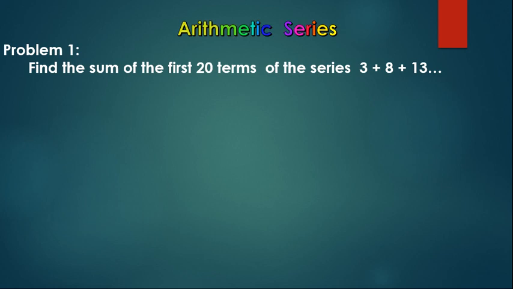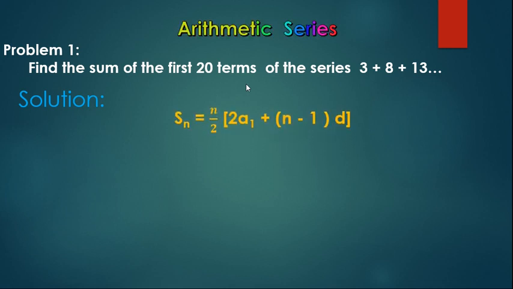For example number 1, find the sum of the first 20 terms of the series 3 plus 8 plus 13. So we are asked to find the sum of the first 20 terms. Class, let us have our solution. This is the formula that we'll be using if the format of the problem is like this. S sub n equals n over 2 multiplied to the quantity of 2a sub 1 plus the quantity of n minus 1 multiplied to the common difference. So, let us first get our common difference.